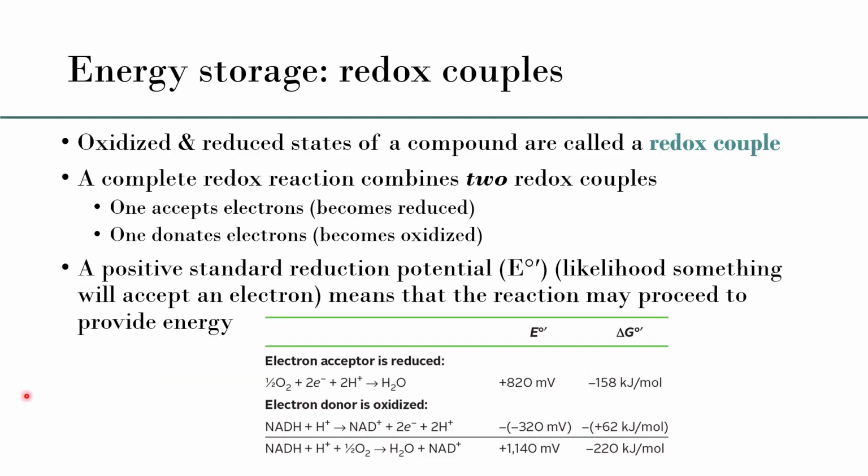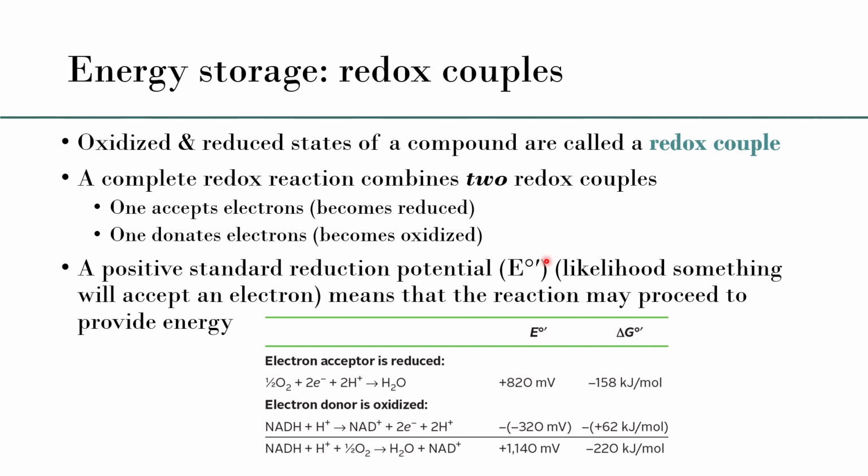So when we talk about these electron donors and electron acceptors, they are in oxidized or reduced states, and they're called a redox couple. A complete redox reaction has two redox couples, one that accepts the electron and we say becomes reduced, and another that donates electrons or becomes oxidized.